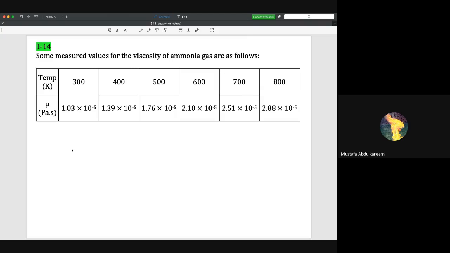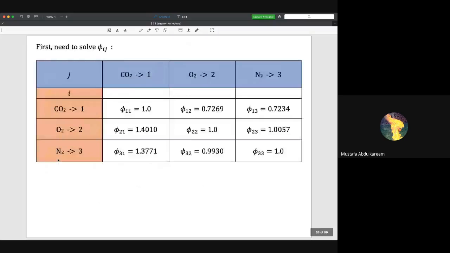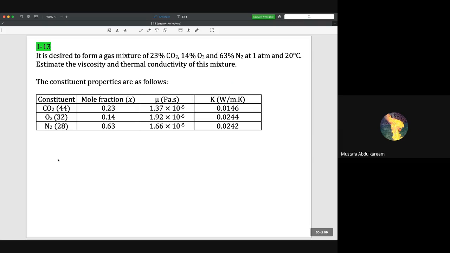Excuse me, Doctor, may I interrupt? Yes. Doctor, about the previous question 1.13, this equation about mu and k is just related to mixture gases? Yes, this one. Okay, the estimation is for gases. For gas. Okay, thank you.